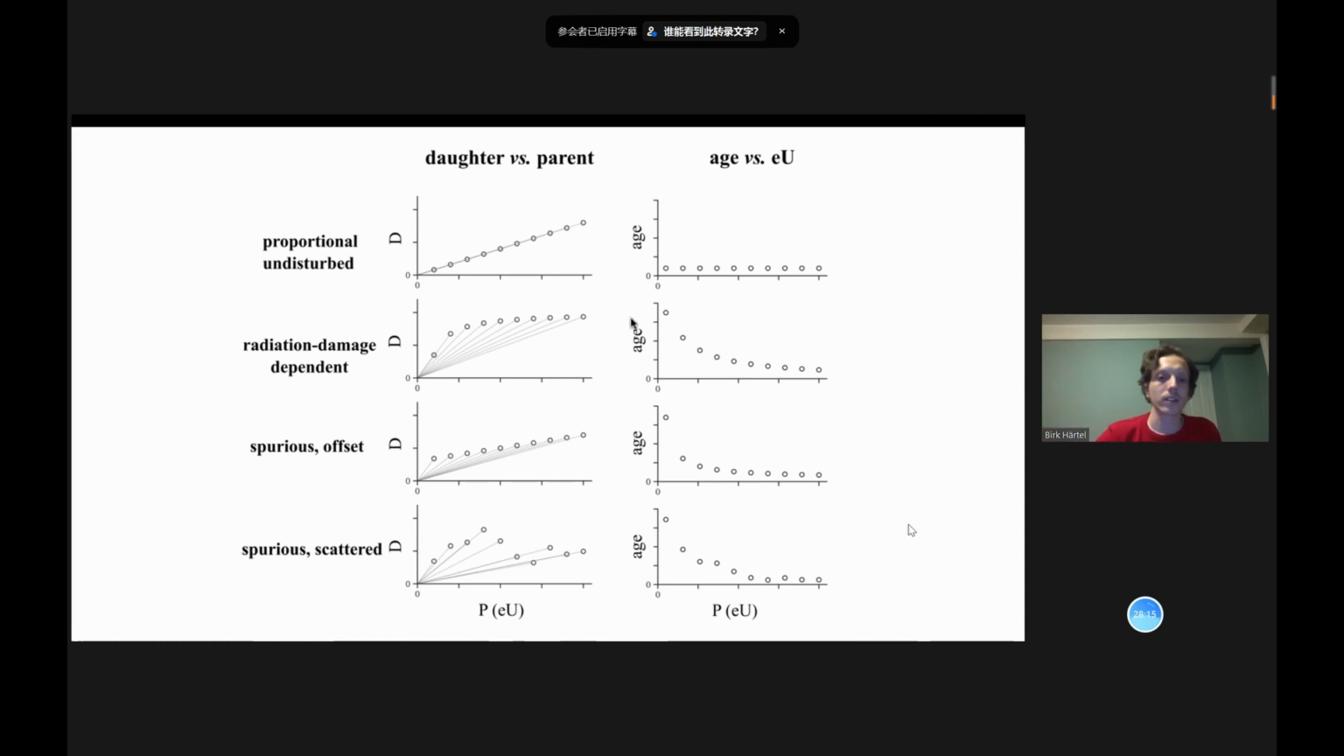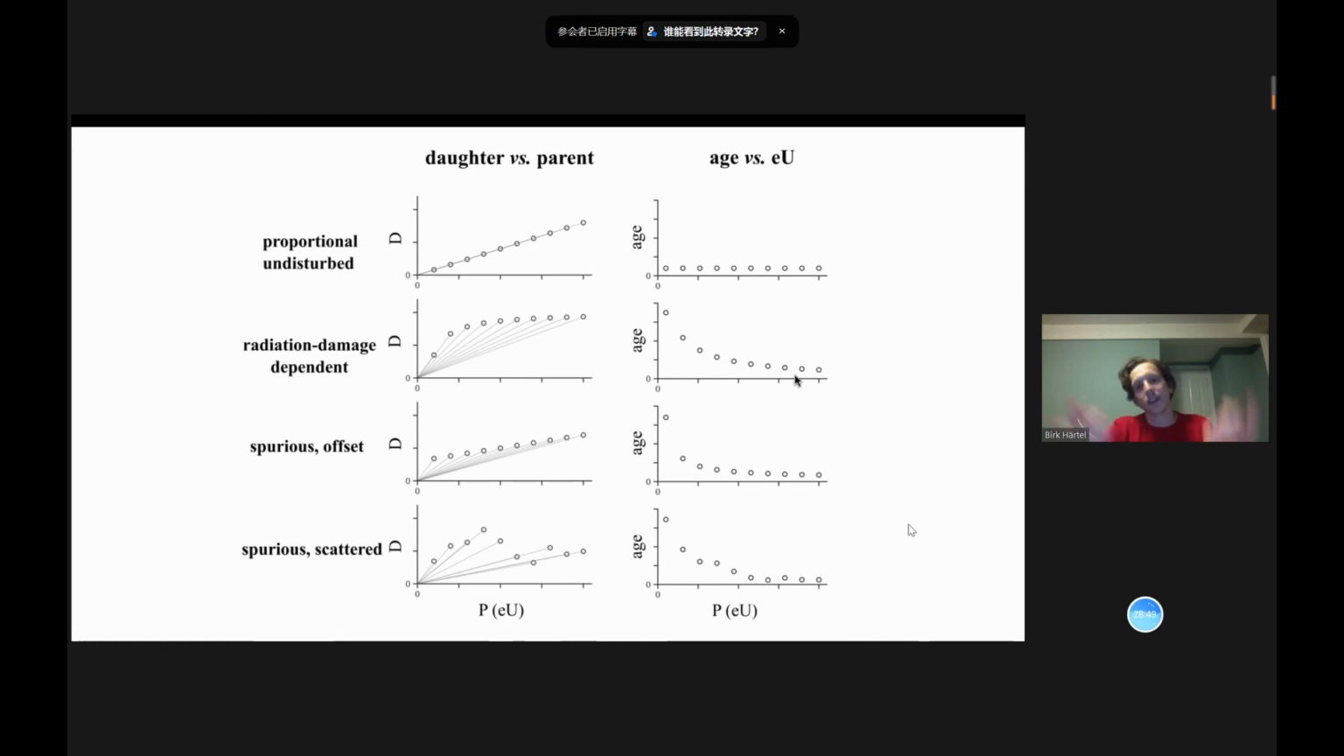Then we have a second case that we look at where we have actually a radiation damage dependent retention of daughters, where we start off with something that may be like an isochron, but then our daughter concentration saturates with higher effective uranium just because these grains here on the right, or these data, are not as retentive of helium as these on the left are. And what we get, as expected, is such a negative curve for the age-eU.